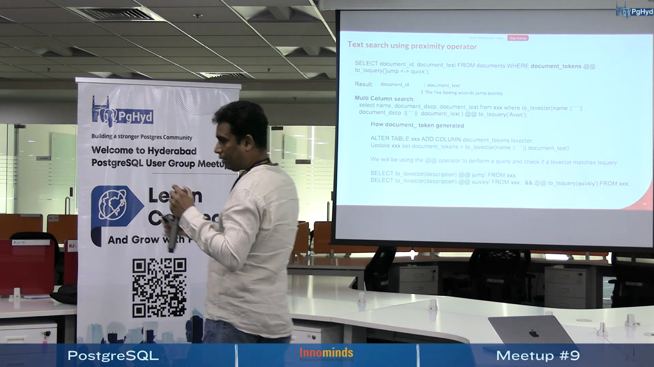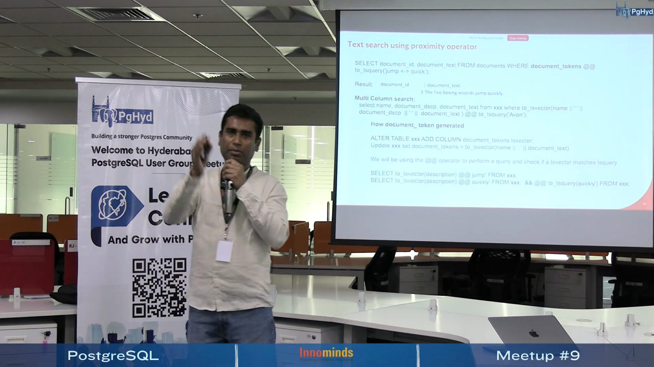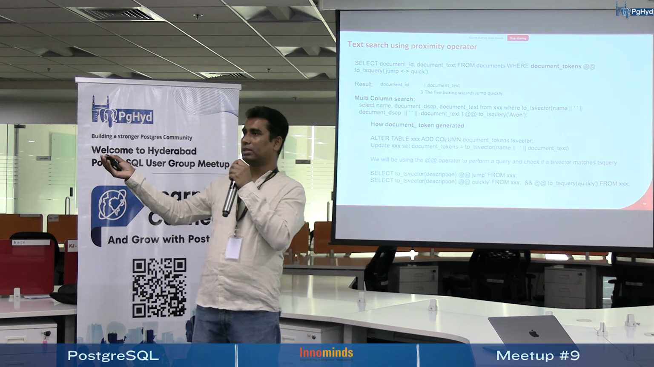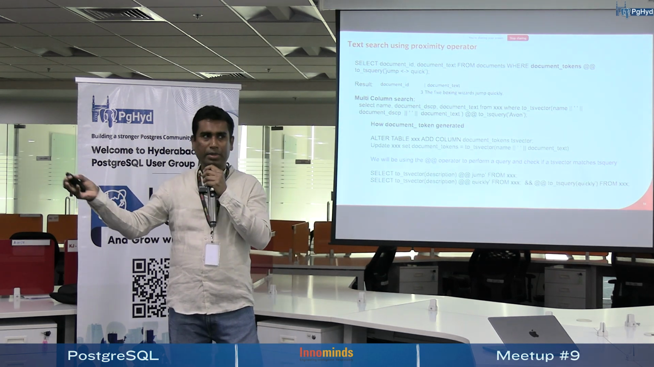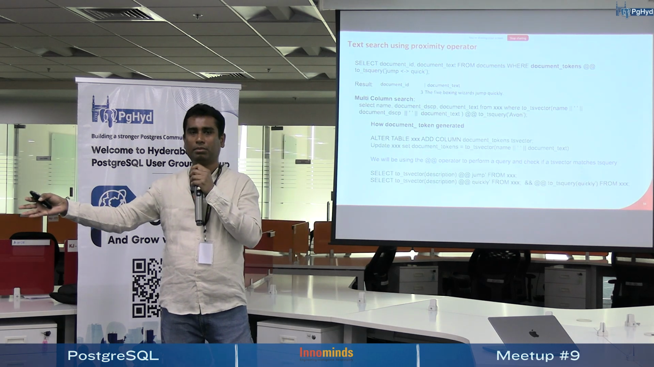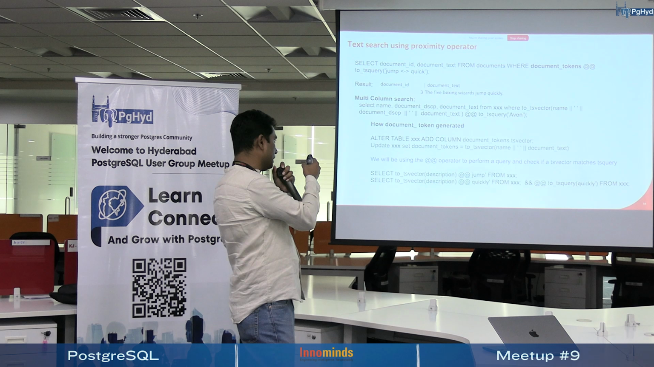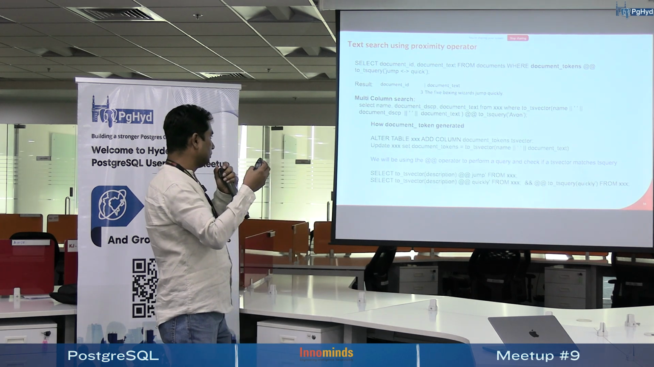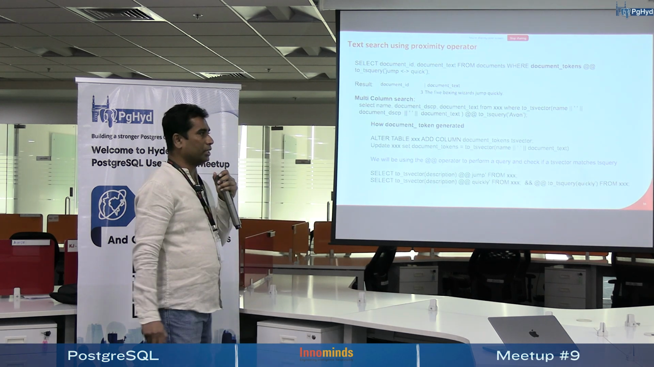So, you can think, if your table has multiple columns, and now you want to search a particular word, it may be present in the first column or maybe the second column or maybe the third column, then you can use this kind of thing to get the result. Okay. Now, coming to the documents token.